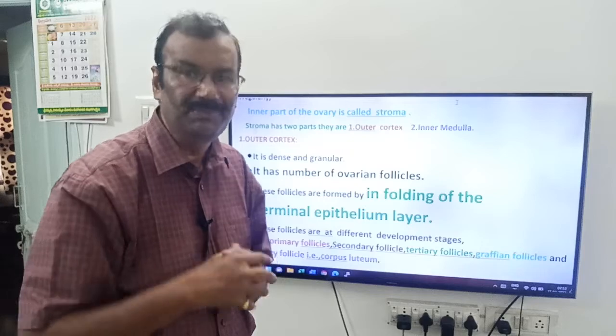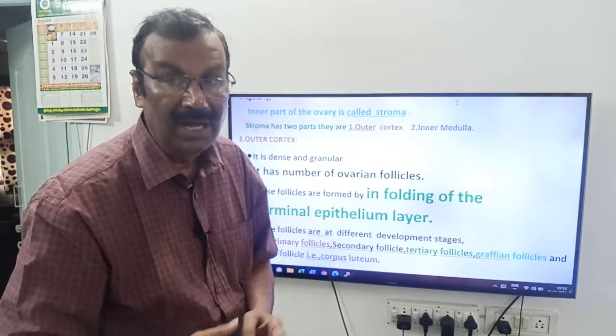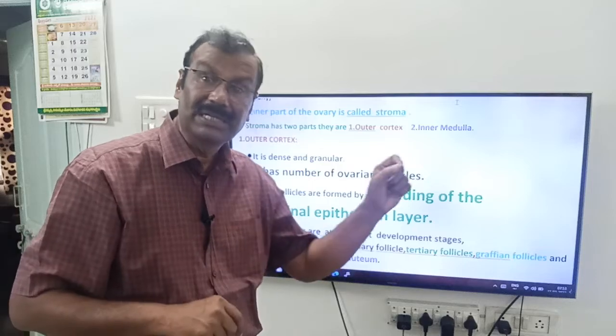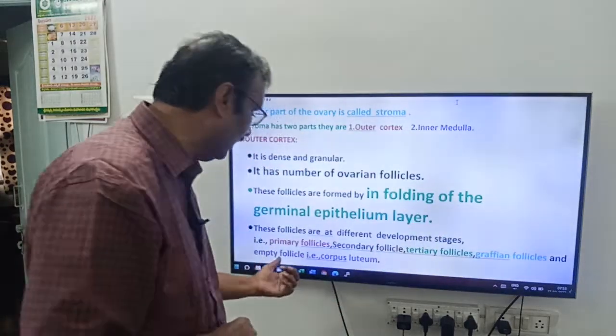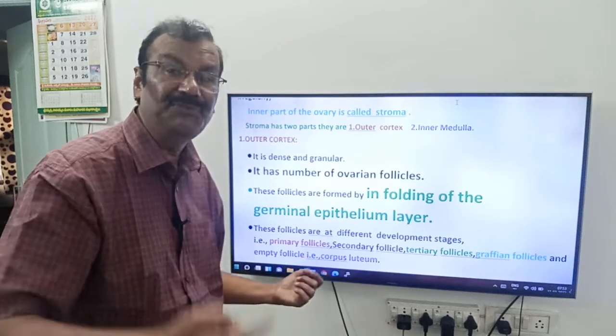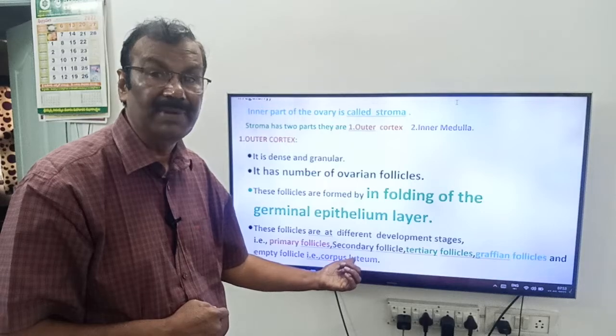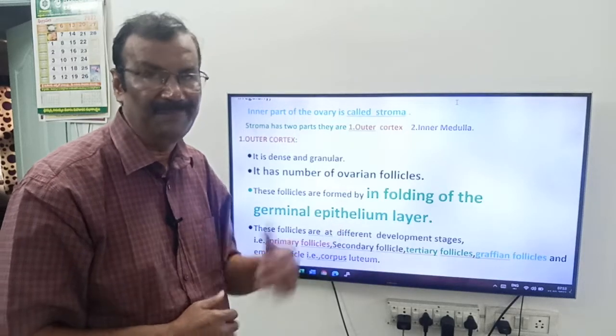They have an ovum. These Graafian follicles release the ovum. After releasing the ovum, the remaining follicle is called what, friends? Empty follicle. If fertilization takes place, these empty follicles convert into corpus luteum, a yellowish body.